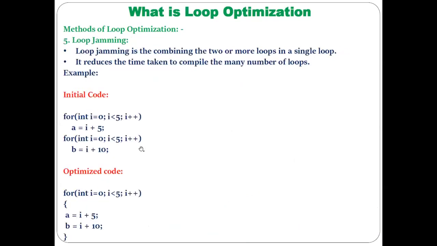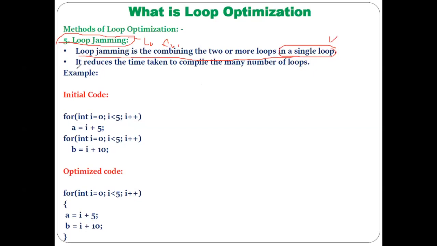Okay. Now the last method we have here is loop jamming. What? Loop jamming. Loop jamming is combining two or more loops into a single loop, which is also considered as loop fusion. There is another name for this technique, loop fusion also. Fusion, where we do what? We combine two or more loops into a single loop. Or loop merging also we can call it.